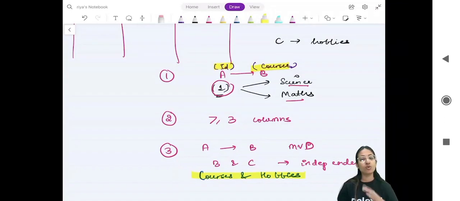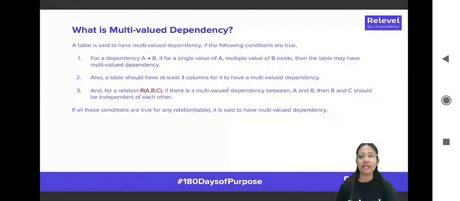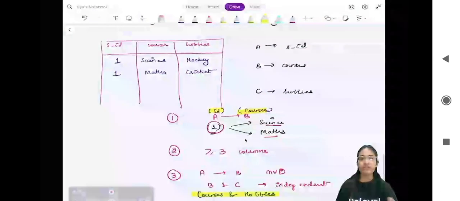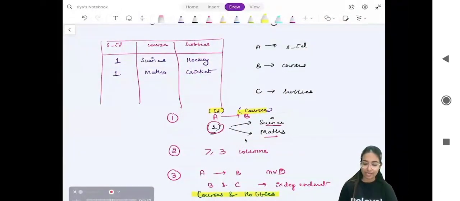Okay, there is no relation between courses and hobbies, and hence they are independent of each other. And it says that for any relation from A to B and C, if there is a multi-value dependency that exists between A to B, then B and C should be independent of each other. Okay, and since all the 3 conditions are satisfied over here, we can say multi-value dependency exists.